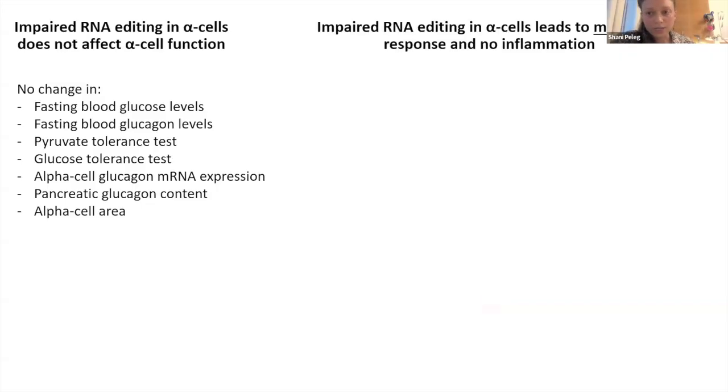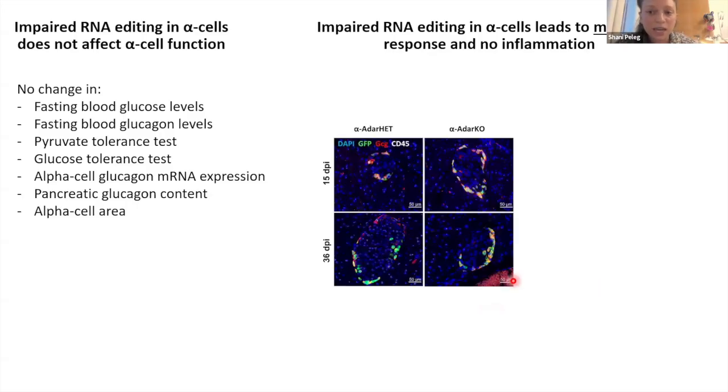And what about inflammation? We were very surprised to see that mouse islets with Adar deficient alpha cells did not attract immune cells. We can see here islets stained for GFP in green, glucagon in red, and CD45, the pan-leukocyte marker, in white. And we checked for inflammation at many different time points, but we didn't see any inflammation at any time point.